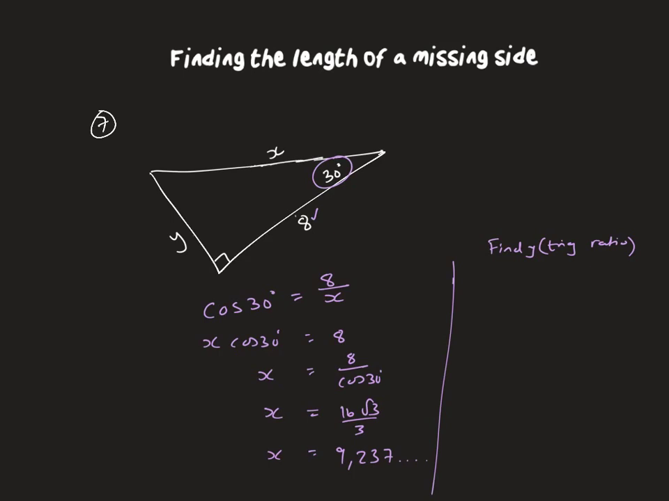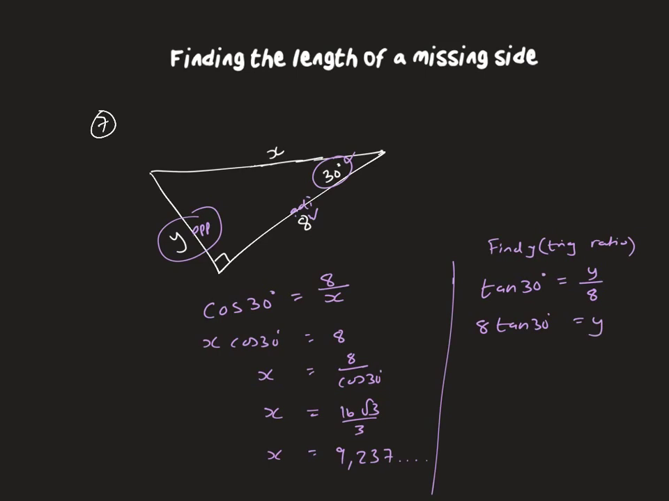Okay, so what we've got is my reference angle is still 30 degrees. I've got the adjacent side, and now I want to work out the opposite side. So opposite and adjacent, that is equal to what? Yeah, tan. So tan of 30 degrees is going to equal opposite over adjacent, so y over 8. So therefore, 8 tan of 30 degrees is going to equal y.